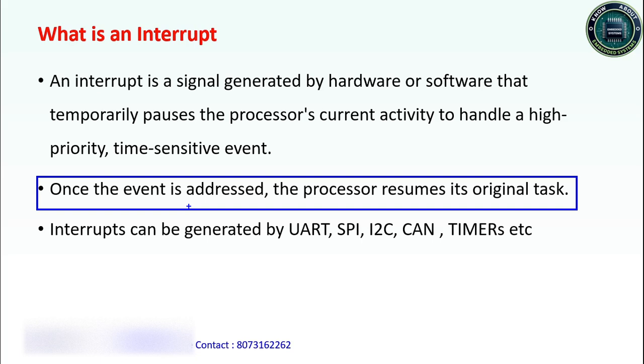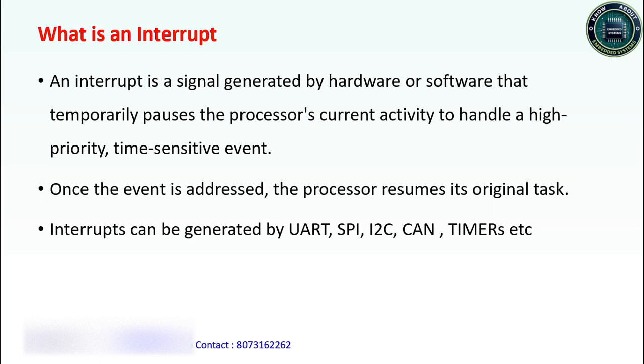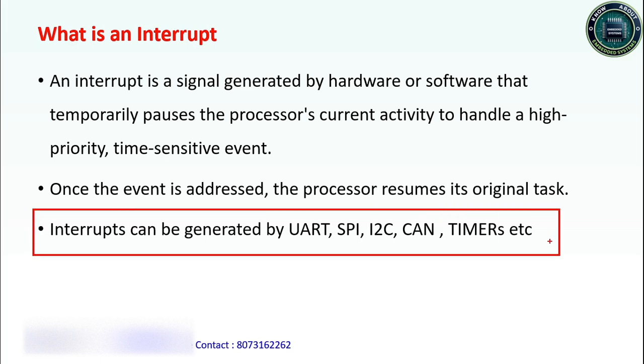So interrupt means it is a hardware or software signal requested by different peripherals in order to serve very important or critical activities. That's the interrupt definition. Interrupts can be generated from various sources, either software or hardware. When you are talking about hardware, it can be UART, SPI, CAN, and so on, even including timers as well. So in today's video, we are going to discuss how to generate interrupts from the timer module.